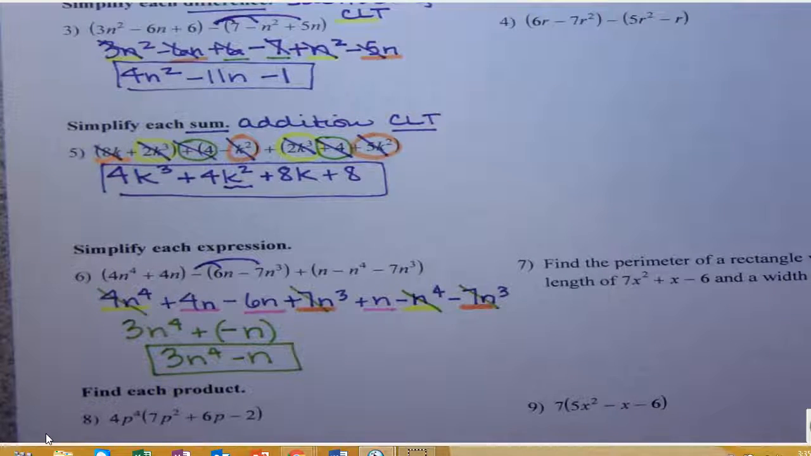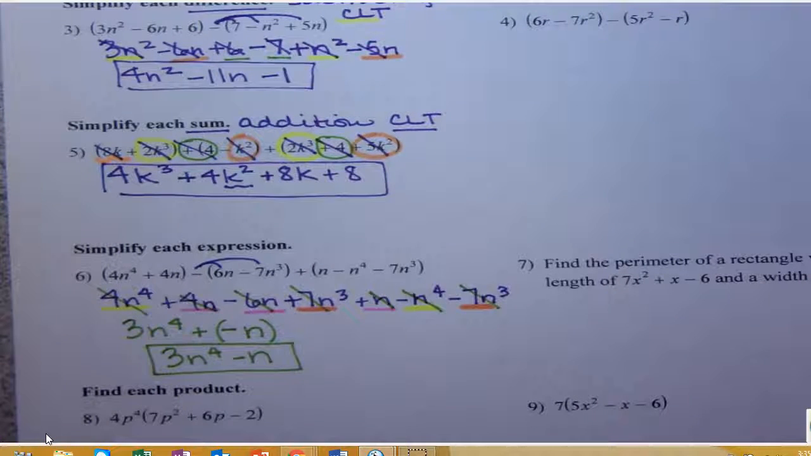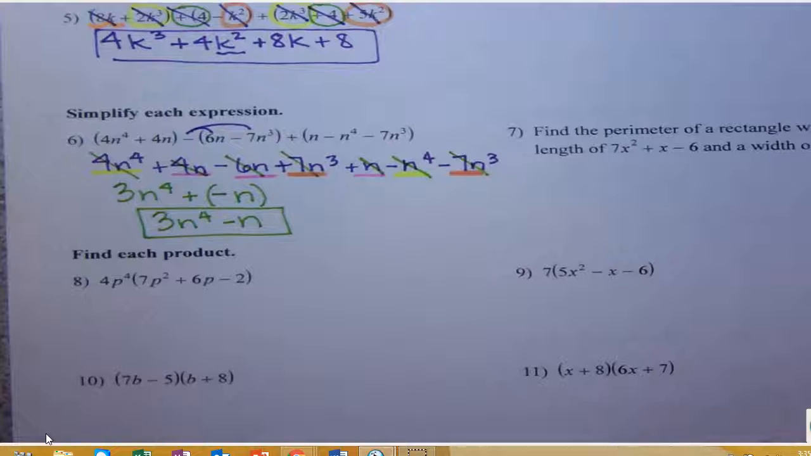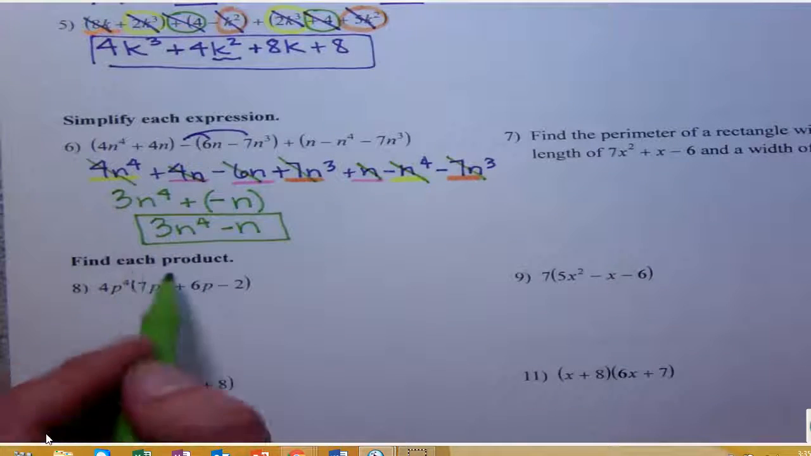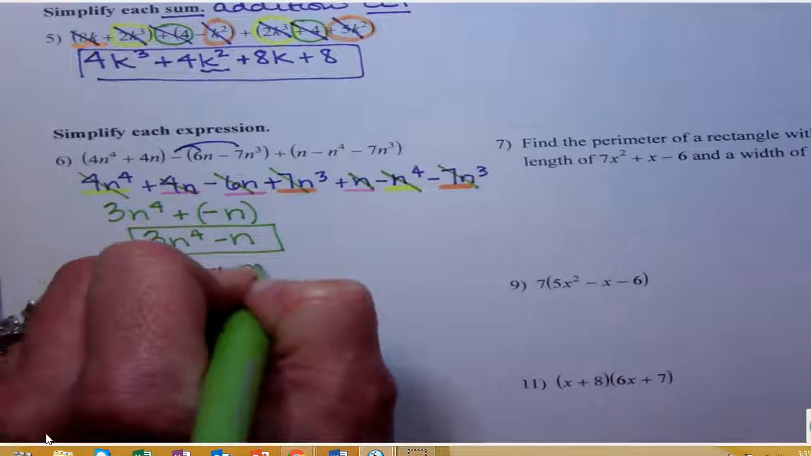There we go. And I can cross these out because I've used them all. See, I noticed that all of them are used. I distributed my negatives correctly, so we're all good. Okay, now finding each product. What does that mean? That is multiplication.